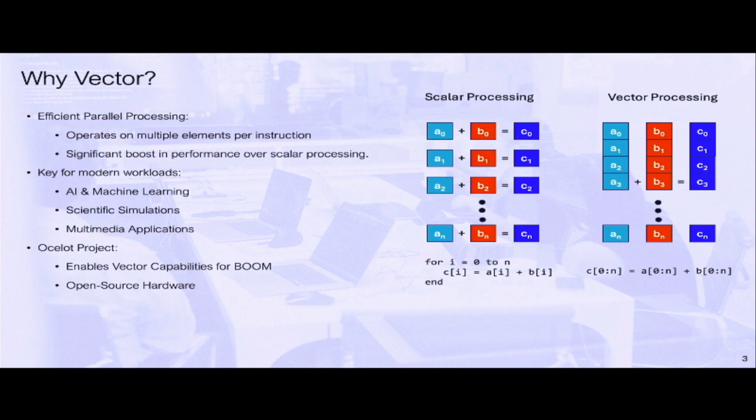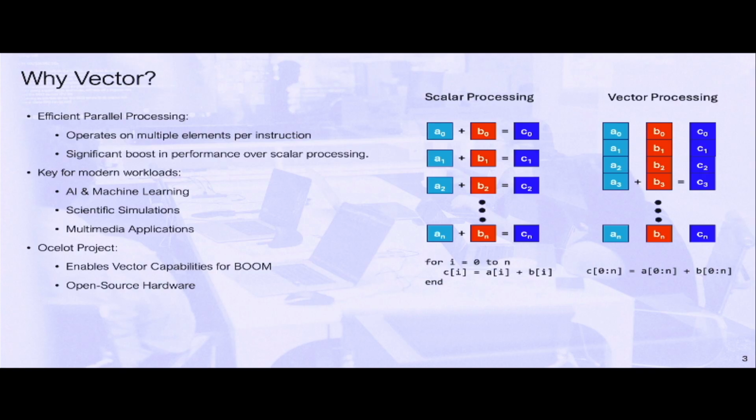The RISC-V vector extension, or RVV, allows a single instruction to operate on multiple data elements in parallel. This is fundamentally different from scalar processing, where each instruction works on just one data element at a time. You can see a simplified example of this on the right side of the slide. Instead of writing a for loop that iterates through each array element one by one, say to compute C equals A plus B, a single vector add instruction can perform the same operation across an entire chunk of the array in parallel. That is a massive boost in throughput, especially when scaled to larger datasets.